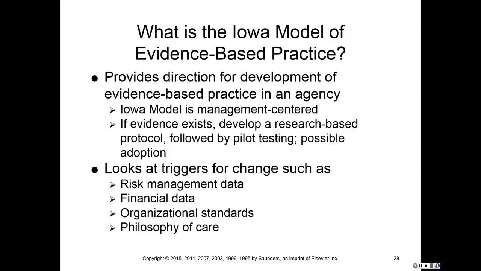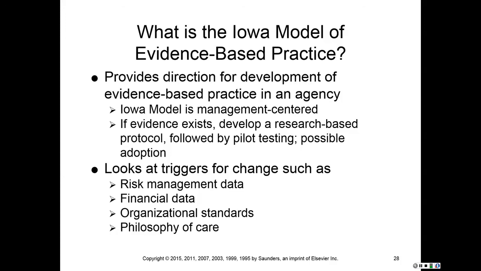Another important model that you need to know about for evidence-based practice is the Iowa model of evidence-based practice. The University of Iowa College of Nursing is very research-oriented and is particularly interested in demonstrating the effectiveness of nursing interventions. They provide direction for the development of evidence-based practice in an agency. An interesting note, the Iowa model is management-centered. That's something to keep in mind. And I think they see management as a driver of change.